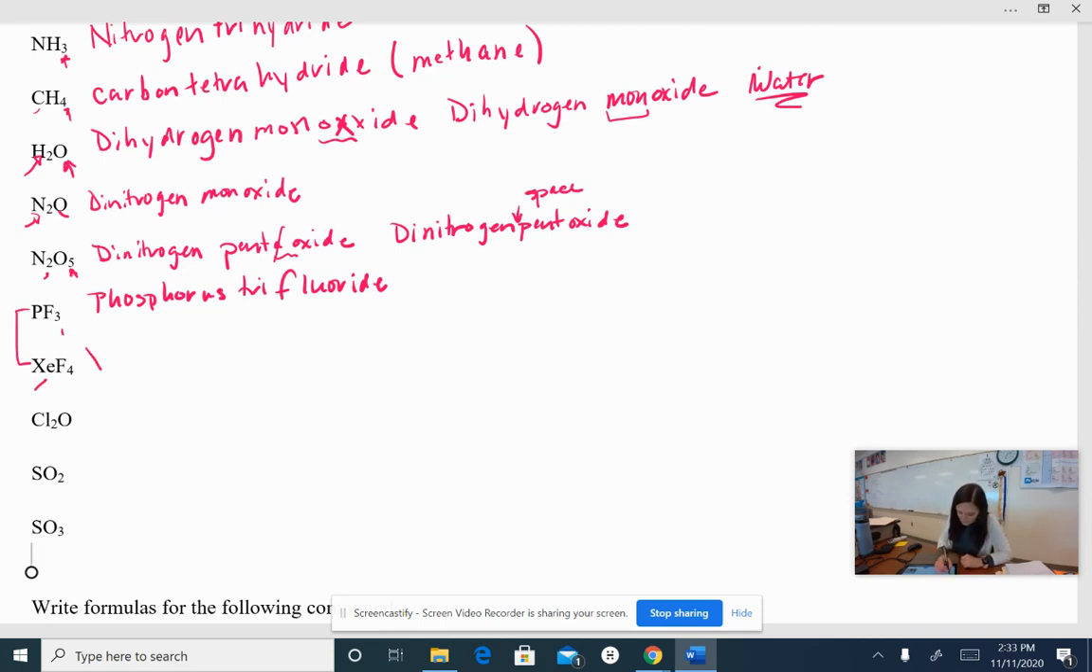Xe is xenon, and we've got 4, so we're going to do the root tetra, and then we have fluorine. The root of fluorine is fluor, and then we're going to add on ide, xenon tetrafluoride. Okay, next one.